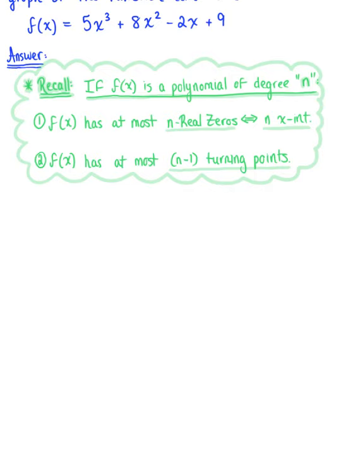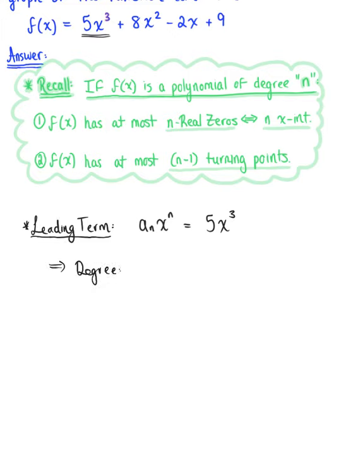So the first thing that we want to do here is identify what's the leading term. And I sort of gave it away already. I mentioned that this is a beautiful cubic function. So our leading term here, we say a sub n times x to the n, is equal to 5 times x cubed. So we can see here that our degree is n equals 3. And we're ready to make the following conclusions.